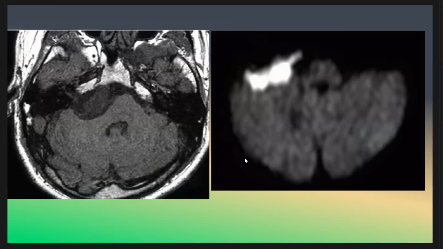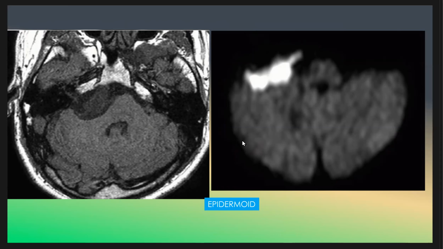What do you think the patient has? This is simple. We have a cyst on the right side with restricted diffusion, and this is a classic epidermoid cyst in the right CP angle. Classic epidermoid cyst in the right CP angle. We move to the next case.